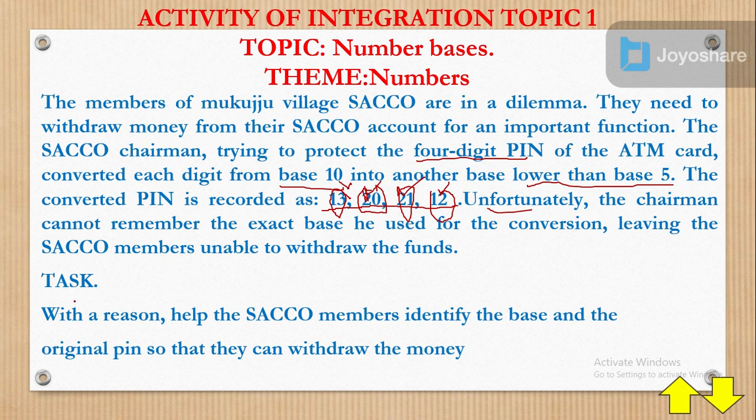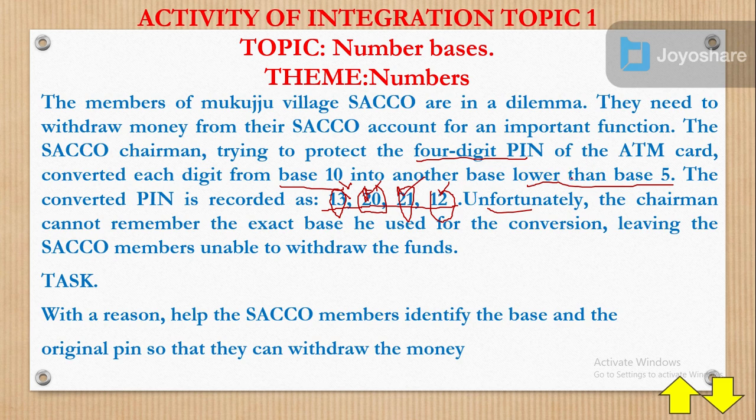In the task, they said, with the reason, help the circle members identify the base and the original pin so they can withdraw the money. What you should know is that as far as number bases are concerned, everything we count in real life, our age, our weight, the mangoes, the money you have, is always in base 10.